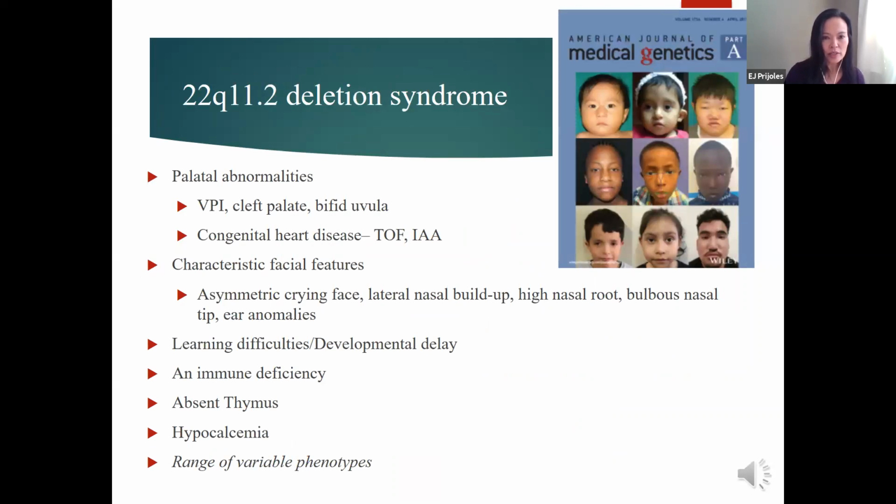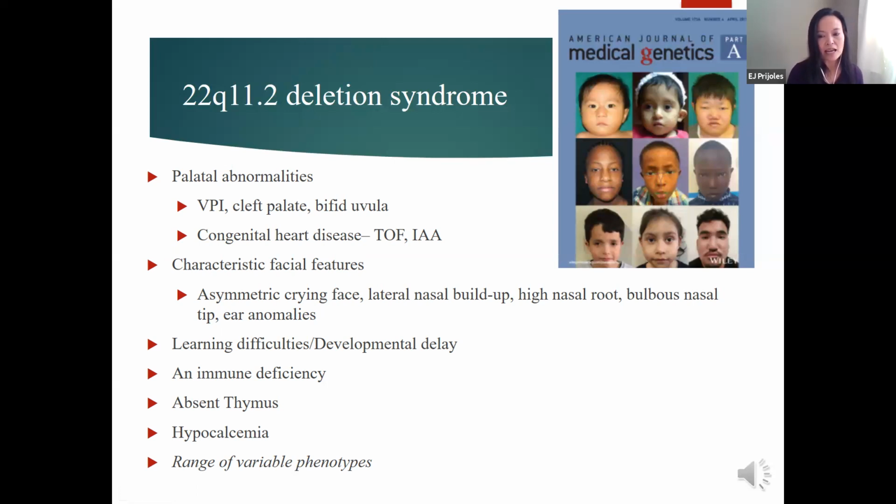All right, and then 22q11.2 deletion syndrome, I put up here just for you all to be reminded about cleft palate or bifid uvula being a sign or feature that can be a part of a syndrome, specifically 22q11, and that it may be important to look for other potential congenital anomalies that are associated, including congenital heart defects.